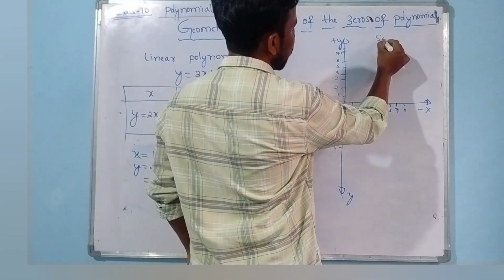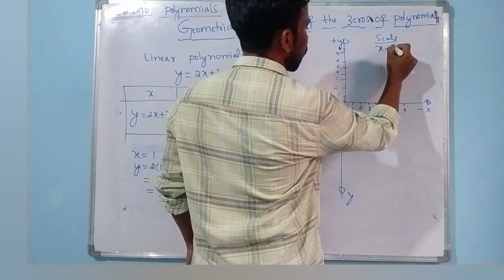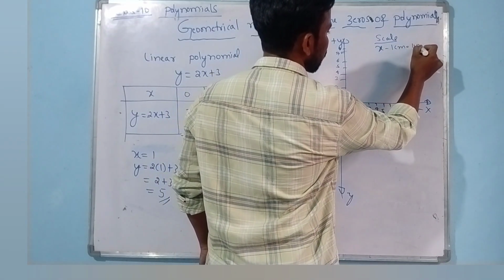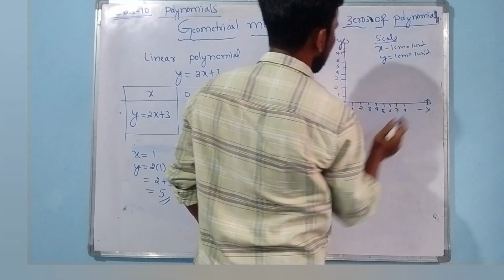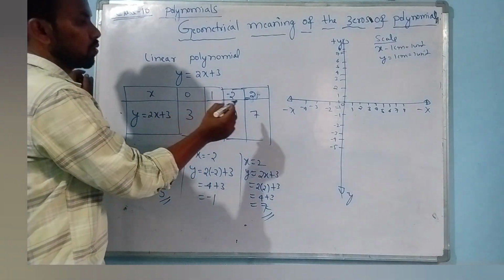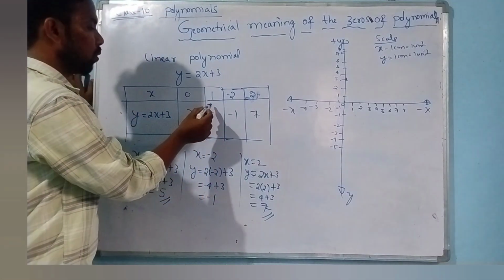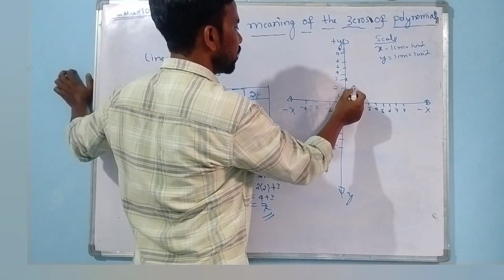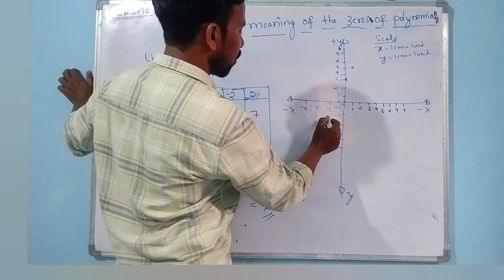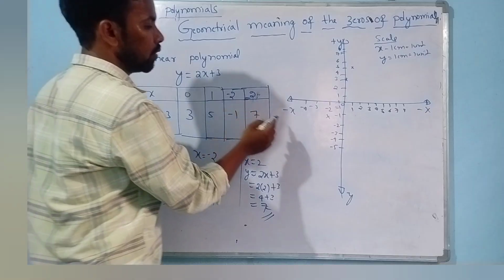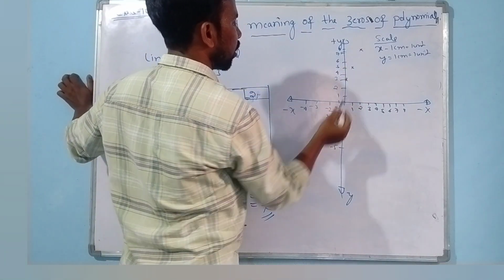Here you have to take the scale. Here on x, 1 cm equal to 1 unit. On y, 1 cm equal to 1 unit. When x is equal to 0, the y value is 3. When x is equal to 1, the y value is 5. When x is equal to minus 2, the y value is minus 1. When x is equal to 2, the y value is 7.